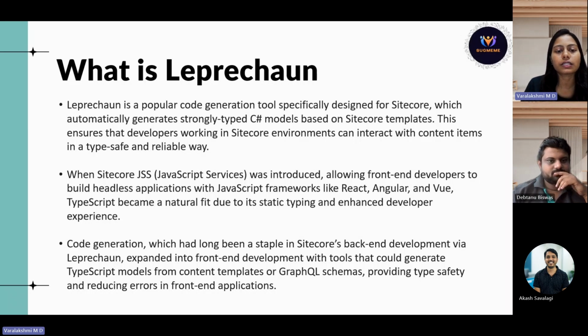When we come to Sitecore JSS, that is JavaScript Services, it was introduced allowing front-end developers to build headless applications with JavaScript frameworks like React, Angular, and Vue. TypeScript became a natural fit due to its static typing and enhanced developer experience. So code generation, which was long a staple in Sitecore backend development via Leprechaun, expanded to front-end development with tools that could generate TypeScript models from content templates or GraphQL schemas, provide type safety, and also reduce errors in the front-end application.